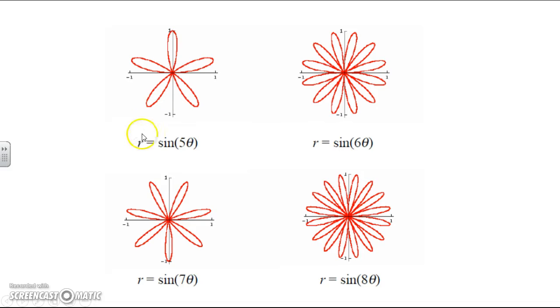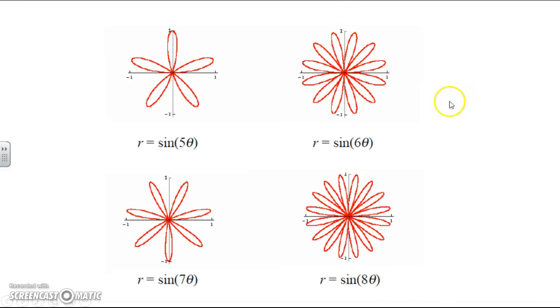Here are just some graphs. There's R equals the sine of 5 theta, where we know A is 1, so there should be 5 leaves. Here R equals the sine of 6 theta. N is even, so I should expect 2n, or 12 leaves, and A is 1, so the distance from the pole to the end of all those leaves should be 1. The question is, do any of them lie on the axes? Do none of them lie on the axes?